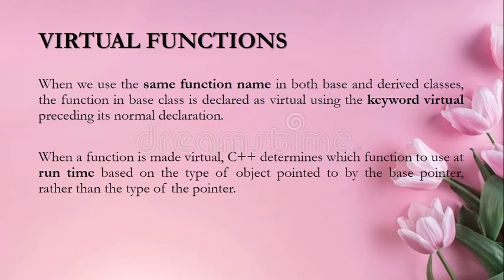So when we use the same function name in both base and derived classes, the function in the base class is declared as virtual, using the keyword virtual preceding its normal declaration. Only if you make a base class's function virtual, you can do it only for the base class. You can't make a derived class's function virtual, that's not possible. When you do so, I am able to access a derived class's member function.